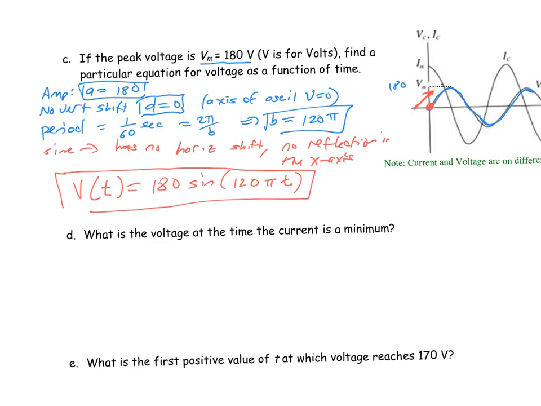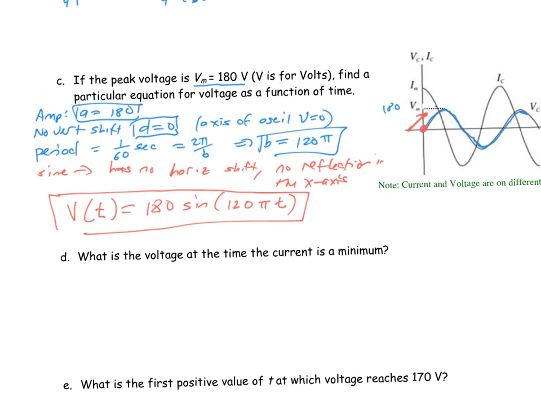Letter D says, what is the voltage at the time the current is a minimum? So let's take a look at this graph. The current is a minimum when the voltage has gone through half a cycle, right? They lag by 1/4 period. So I'll write that down. When the current is a minimum, voltage is 0. We could check this with our equation if we wanted to.